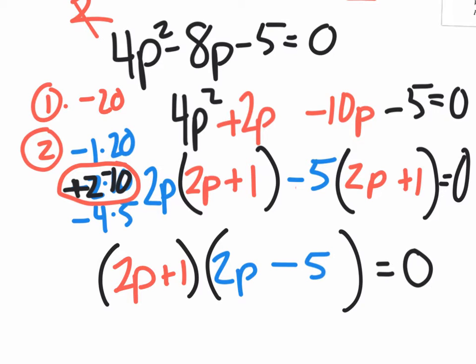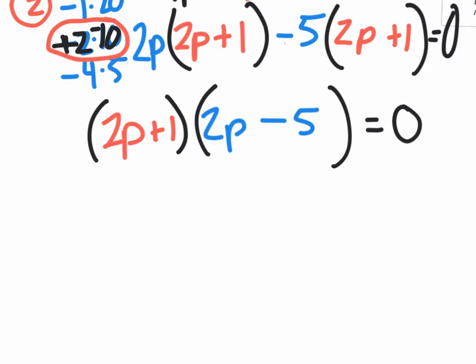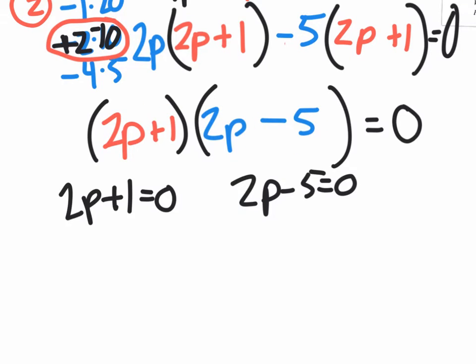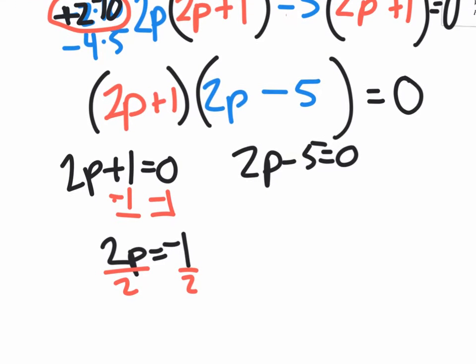So the whole purpose of us factoring, going through all those steps, is to be able to split them and solve. So we're going to have two equations, 2p plus 1 equals 0 and 2p minus 5 equals 0. Solving the one on the left, you're going to have to subtract 1 on both sides. That would give you 2p equals negative 1. And then you would divide by 2 and divide by 2. And that's your final answer. P equals 1/2. Actually, negative half.